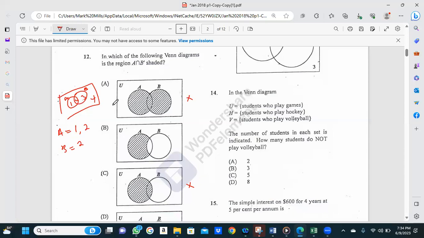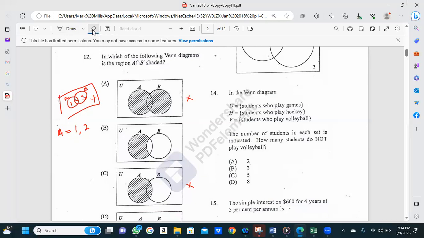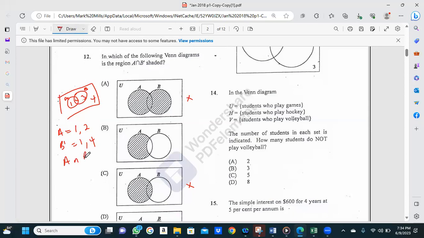Now, hold on. They ask for B complement. So what do I have in B complement? What is B complement? What is not in B? B complement would be 1 and 4. So what they ask for, A intersect B complement, means what is in A and B complement. So the only number I have in both is 1. So if I come here, I have to shade only this side, which is one part, the place I have the 1.